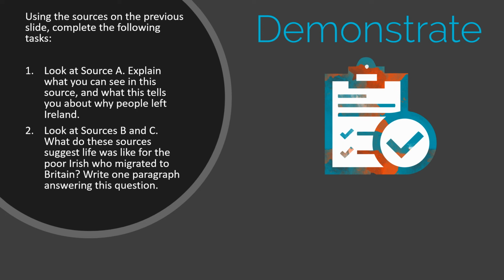And then for the second task, you need to look at the other 2 sources, source B and source C. What did those sources suggest life was like when the Irish, who were quite poor, did migrate to Britain? I want you to write 1 paragraph in answer to question 2. So pause the video and complete that demonstrate task, please.